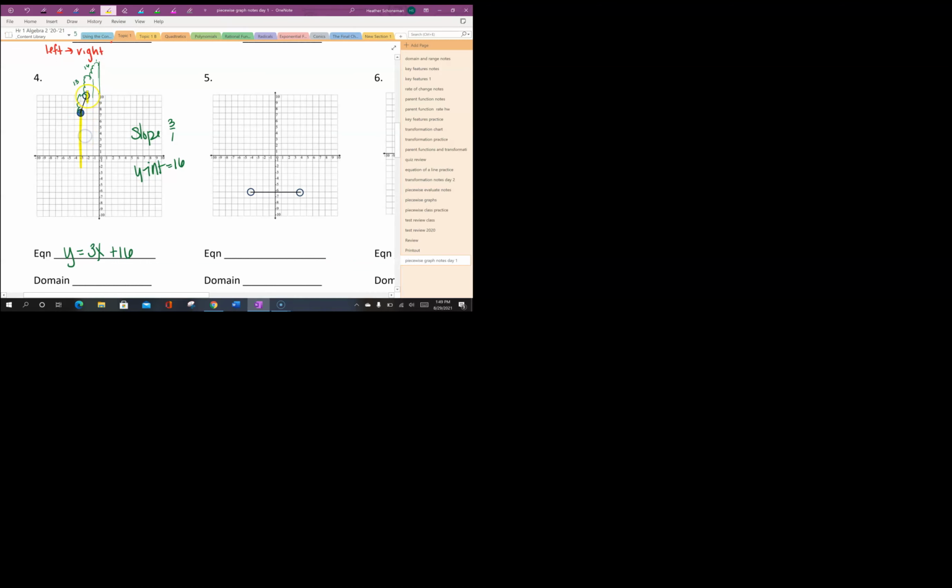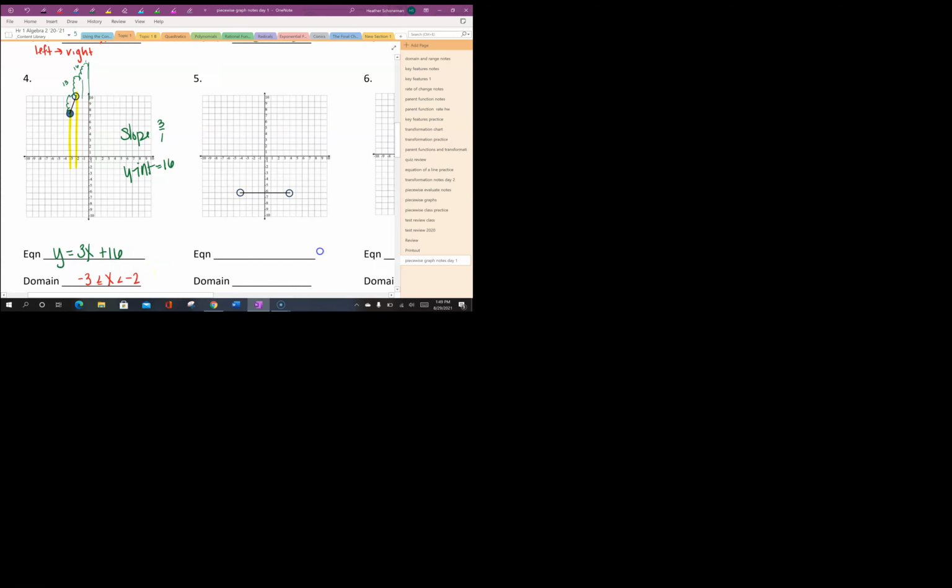Okay, now let's find the domain. It's going to be in between here and here. Okay, so it's in between two numbers, so we're going to write it as a compound inequality. So the smaller number on the left, the bigger number on the right, x is in the middle. It's always less than symbols. Because this is a closed-in circle, it's less than or equal to. Because that's an open circle, it's just less than.